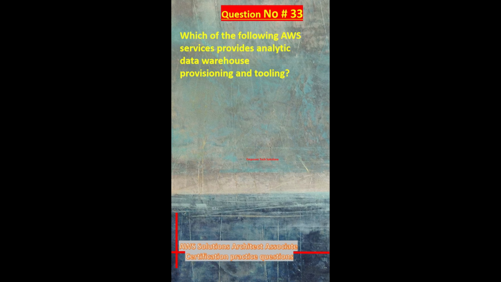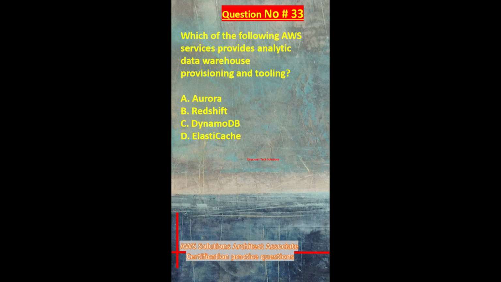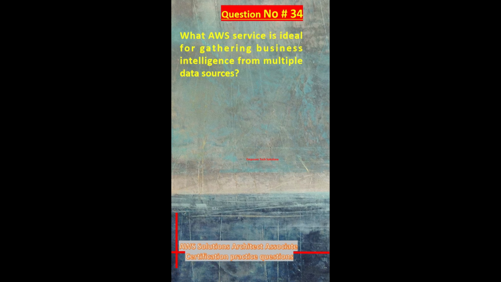Which of the following AWS services provides analytic data warehouse provisioning and tooling? A. Aurora. B. Redshift. C. DynamoDB. D. Elastic.